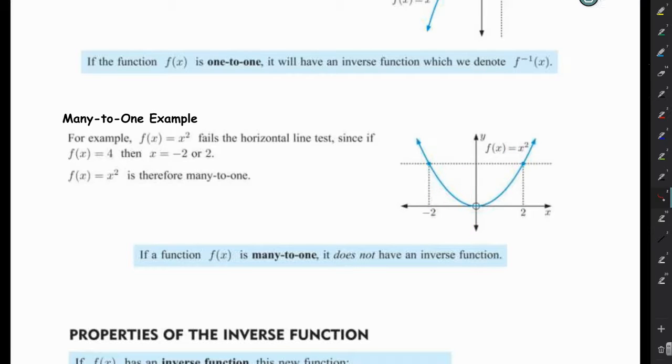So what does this mean? This means that our original function, y equals x squared, is a function. But if I were to take the inverse, and I would be able to find the inverse algebraically, that inverse would not be a function, right? So the horizontal line test is telling me that this graph, this equation, y equals x squared, would not have an inverse function.